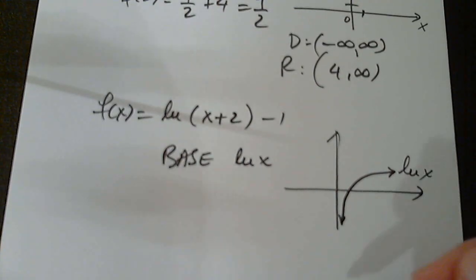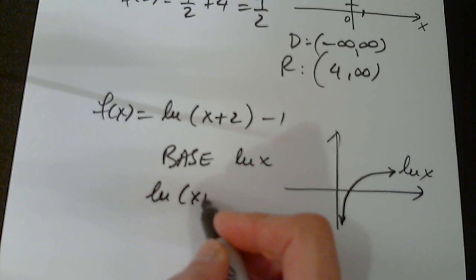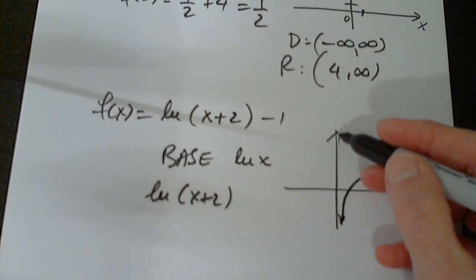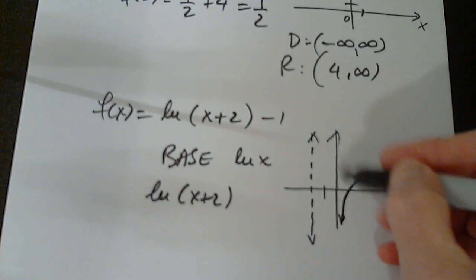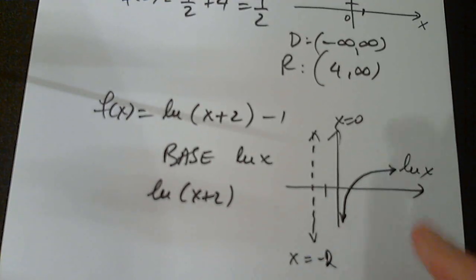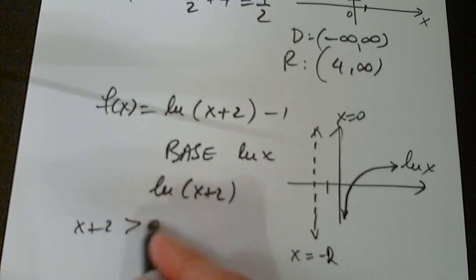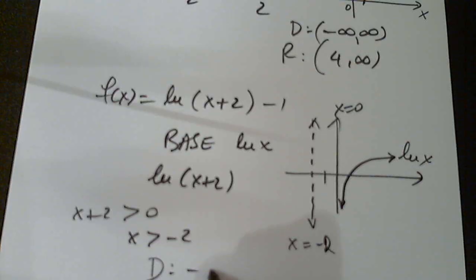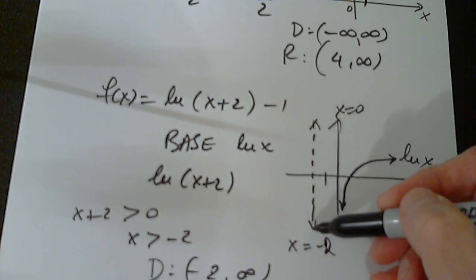Base is e, so it's an increasing function on its domain. So then when I graph x plus 2, I have to shift the graph 2 units to the left. Now the vertical asymptote has to be moved first, because the vertical asymptote here is x equals 0. Now it's x equals negative 2. How do I know? Let's find the domain. x plus 2 greater than 0, x greater than negative 2. So the domain of this function is negative 2 to infinity. That's why the vertical asymptote is here.